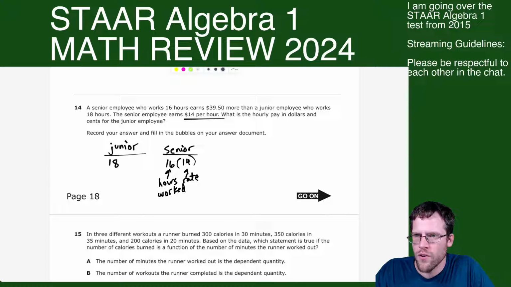Because our goal, let's first think about our goal. We want to know what is the hourly pay in dollars and cents for the junior employee. So let's say they make X dollars and cents per hour. So 18X, but this is the supporting detail here, that the senior employee earns $39.50 more than the junior employee.